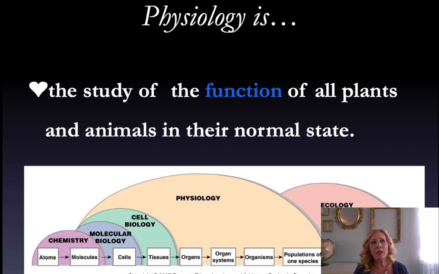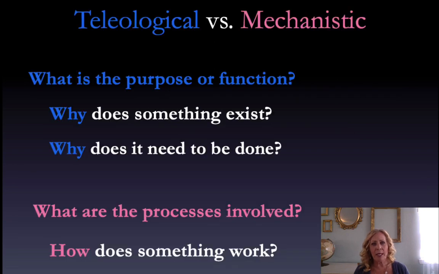Now, we're going to try to make this class interesting, and so we're going to talk about what we call teleology, and we're also going to talk about mechanisms. So teleologically speaking, it's all about why do things exist? Why do things happen? And mechanistically speaking, it's all about how does it actually work? How does it function? What are the processes involved? So we're going to try to talk a little bit about both. It does make it a bit more interesting that way.